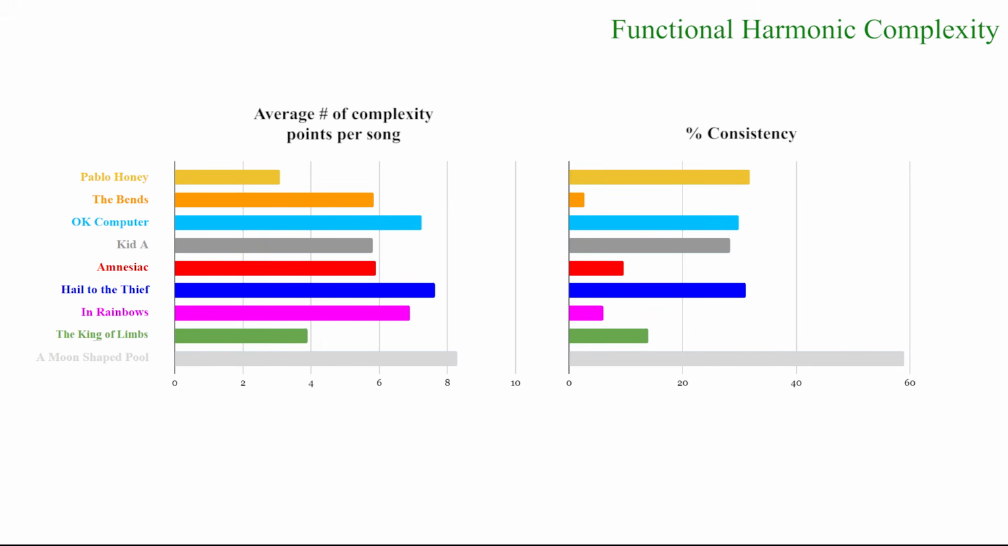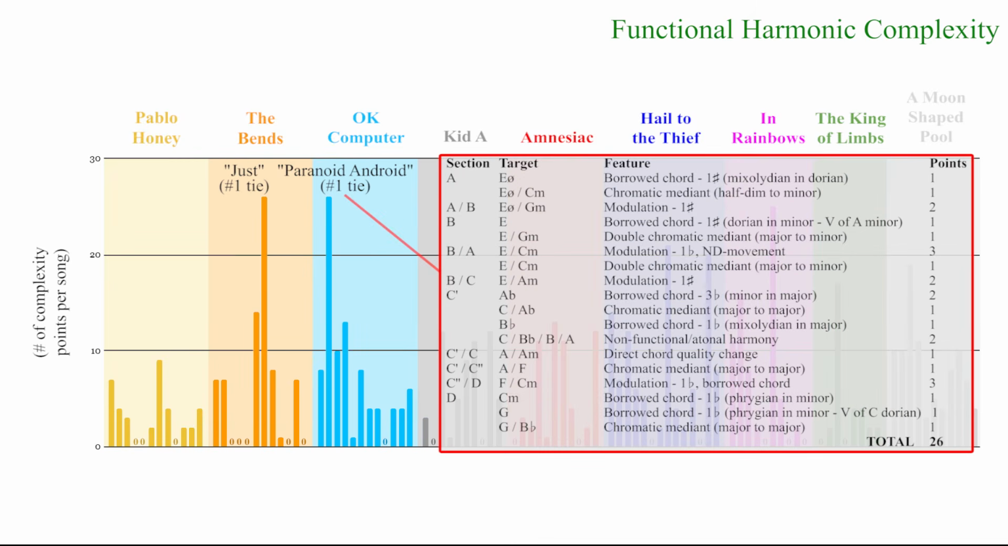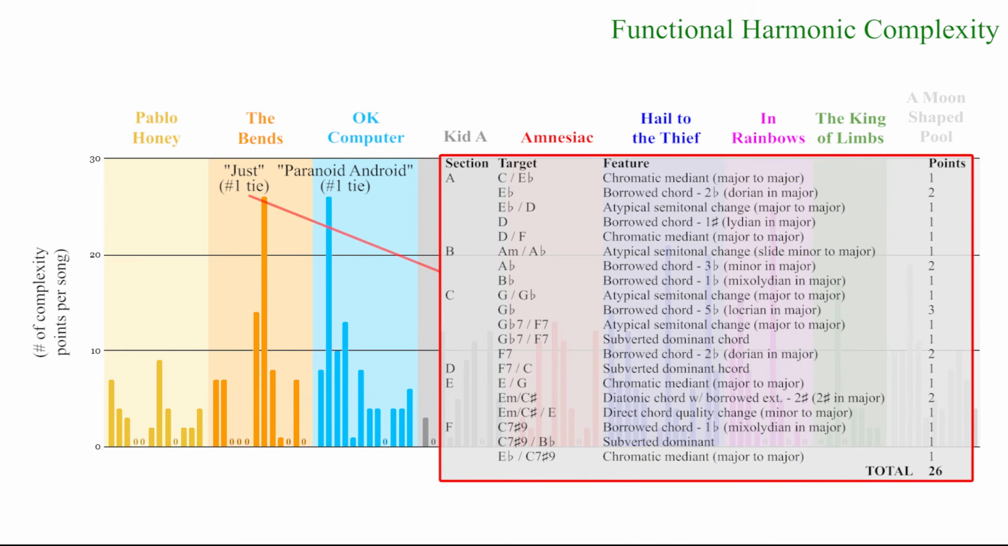Another way to visualize this spread is to see this chart broken down by song. Here we can easily visualize each album's consistency without having to necessarily resort to a number. At a glance, we can also see that 20% of the discography songs have 0 points, and finally, we can see which songs have the very highest complexity. Tied for first place are Just and Paranoid Android. I very much expected Paranoid Android to rank highly, being basically Radiohead's Bohemian Rhapsody with tons of modulations and borrowed chords, but Just was a bit of a surprise.